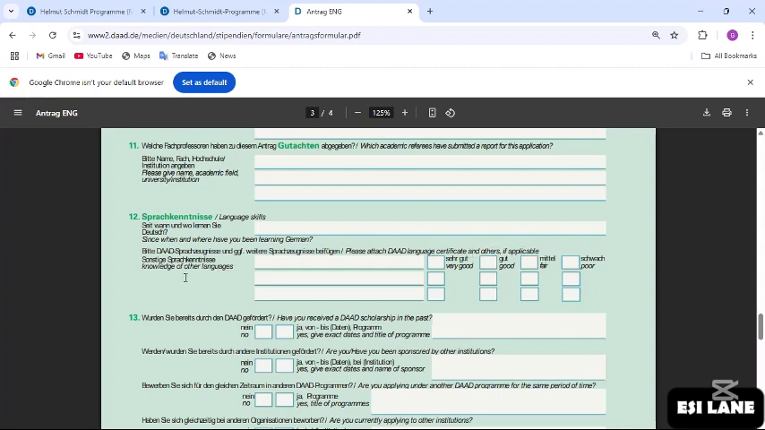The knowledge of other languages, you are going to write English here. If you have other languages, you can write them here, but you write English, then you take your level. So it says very good, good, fair, and then poor. So if you are good, you just take good. If it is very good, you take very good.